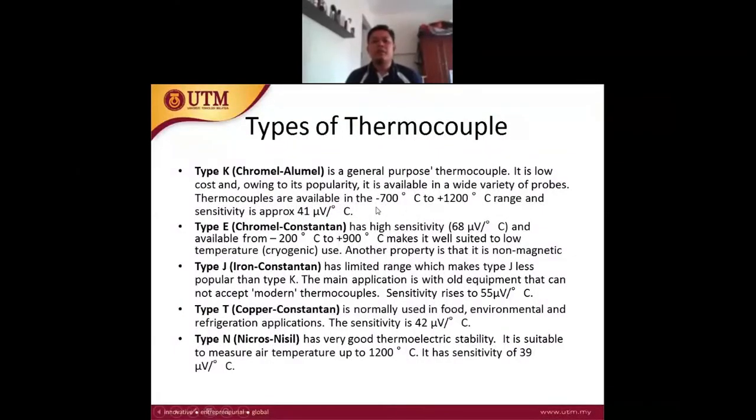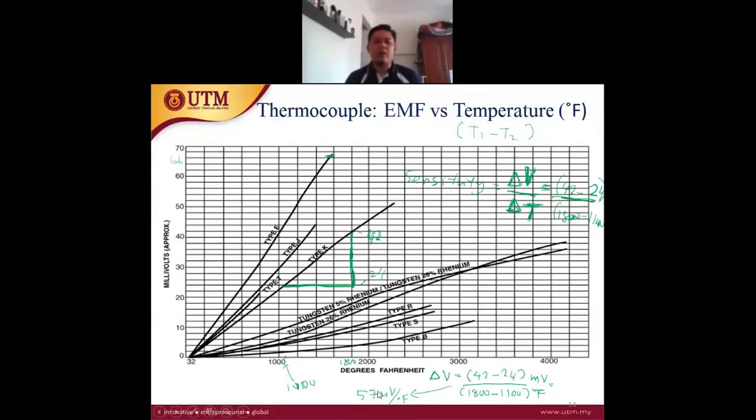So these are the details of the popular thermocouple types. For example, type K is general purpose and widely used in industry due to its low cost and availability. It can be easily obtained, and the temperature range can measure between negative 270 degrees Celsius and 1200 degrees Celsius. The sensitivity is around 41 microvolts. I calculated 45, so this is close. So that is the medium range.